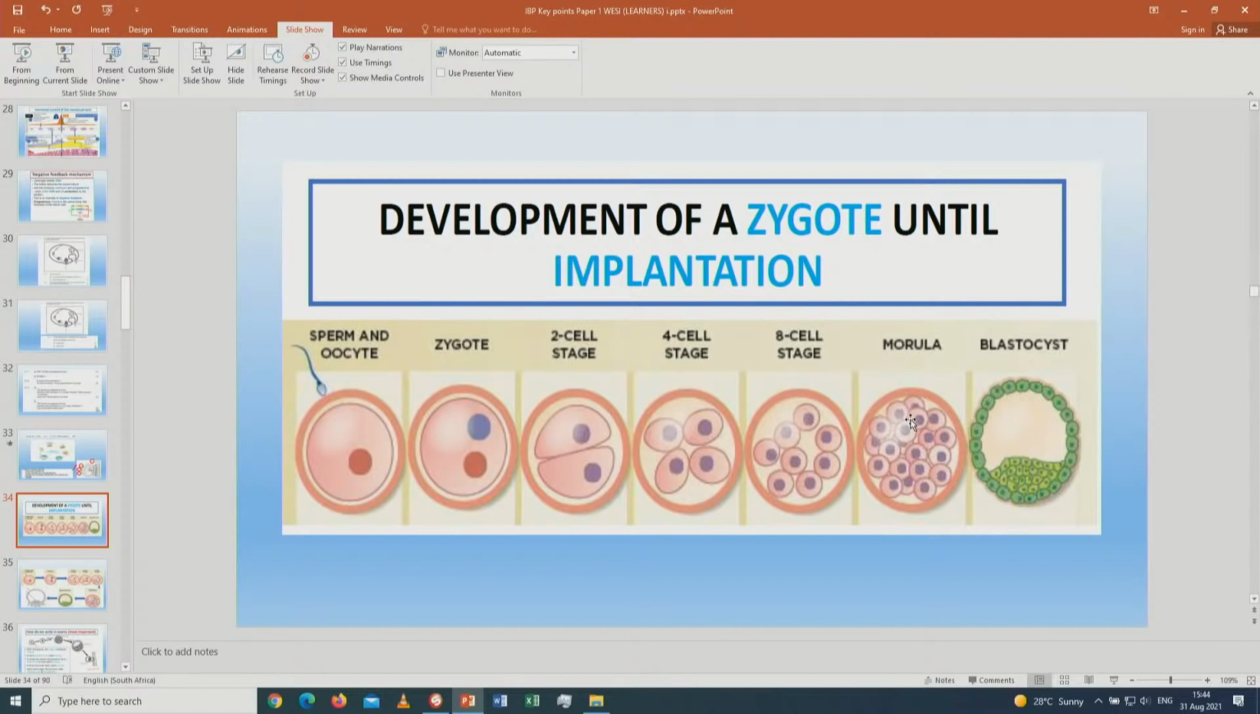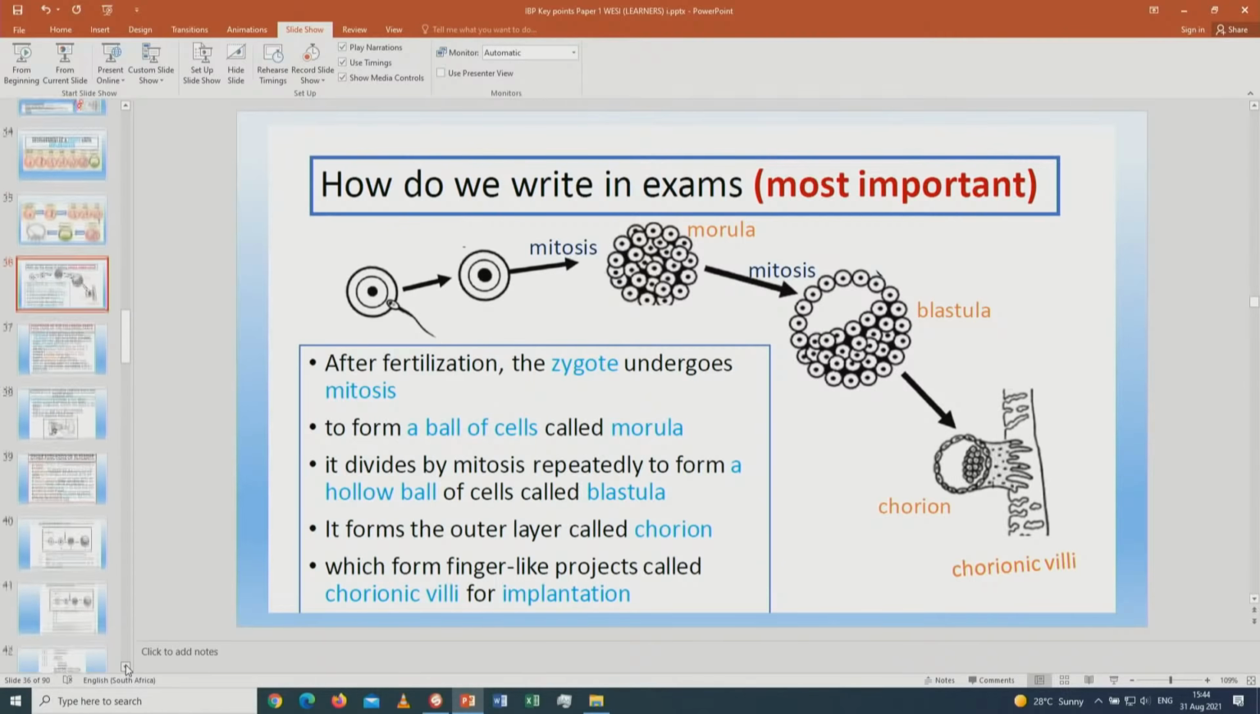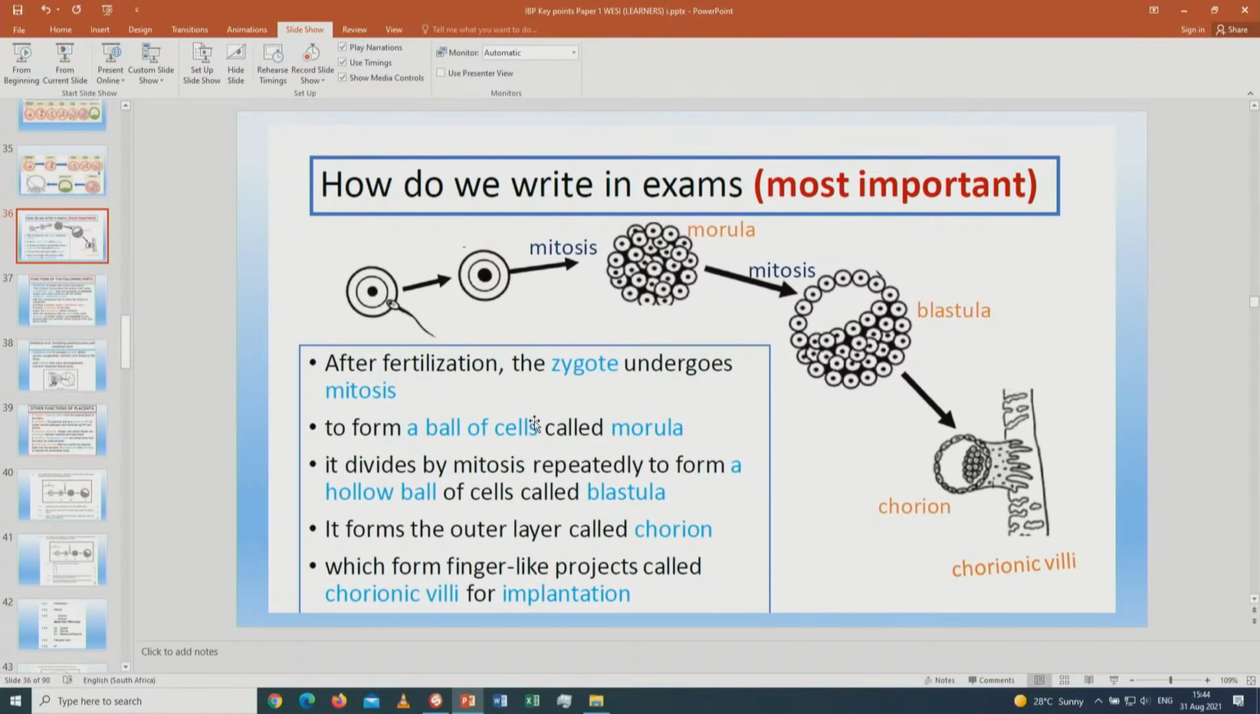And then also, like as I have said, please remember that morula is a ball of cells, not a hollow ball of cells, but you only say hollow ball of cells when you talk about the blastula, because of this hollow space which is found inside. So this is how you write that in an exam. This is very important. Please just make sure that you drill this.